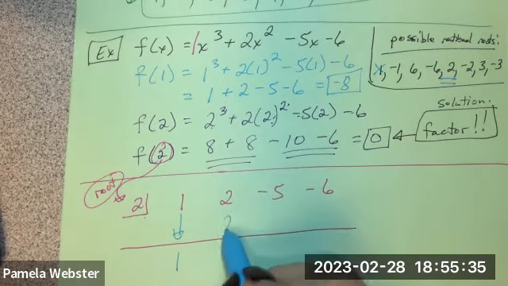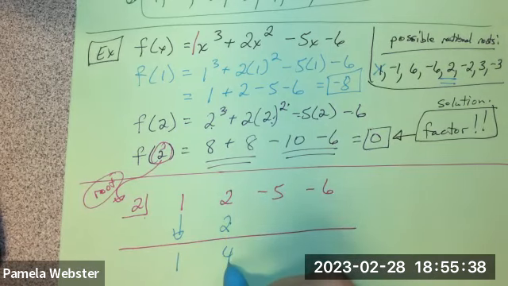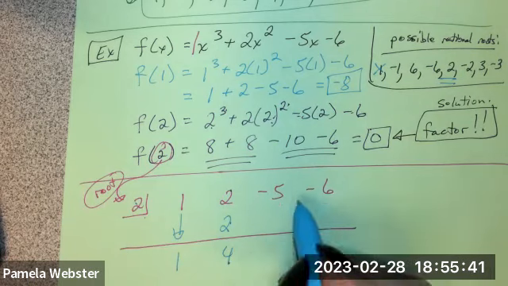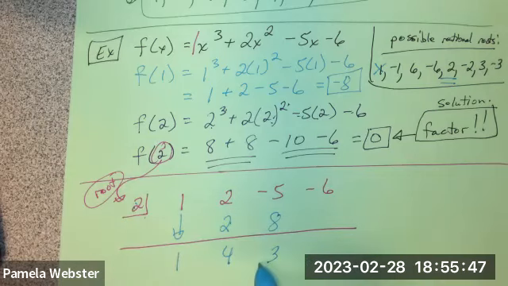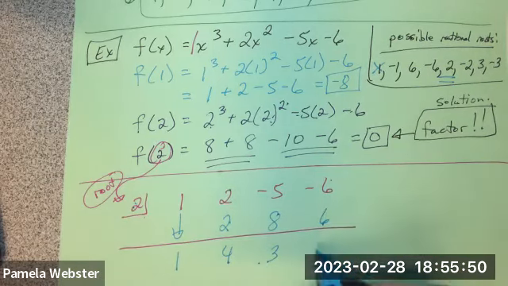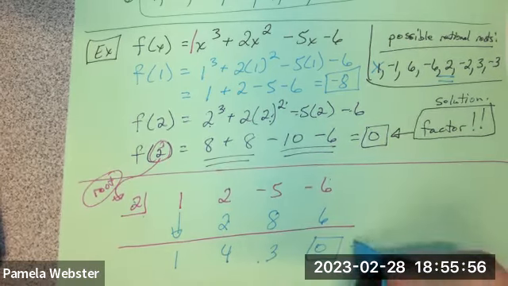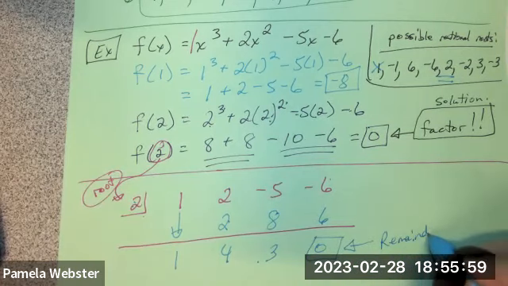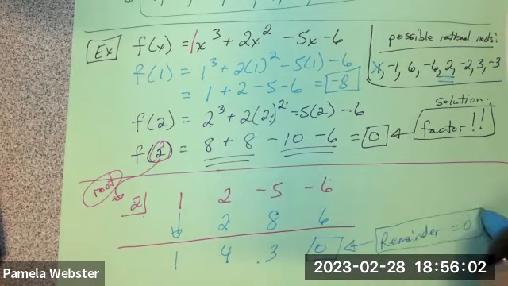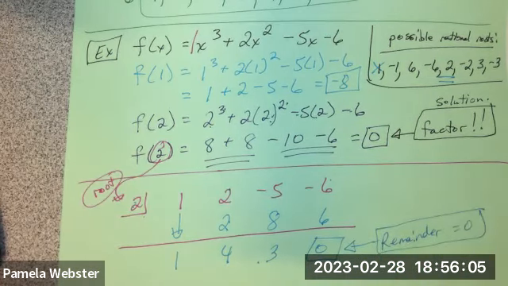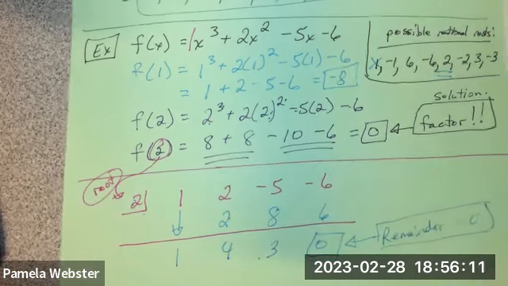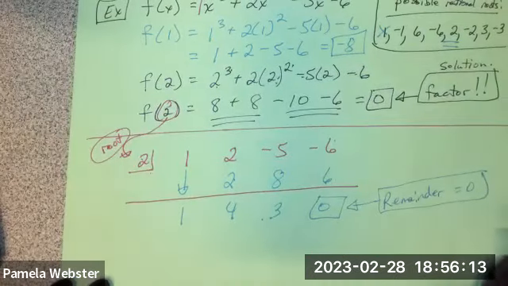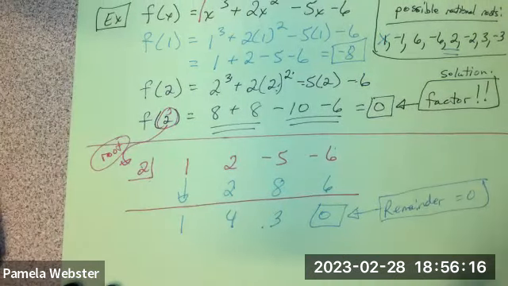So 2 times 1 is a 2, and then I'm going to add 2 plus 2 is a 4. Multiply 2 times 4 is an 8, and then I'm going to add -5 plus 8 is 3. 2 times 3 is 6, and then I'm going to add -6 plus 6 is 0. So indeed I do get, so this is the remainder theorem. And what it says is if the remainder equals 0, then for sure you have a factor, which we knew that, but I'm just plugging in everything we've learned so far in this section. We got a remainder of 0. That means that 2 is definitely a root.